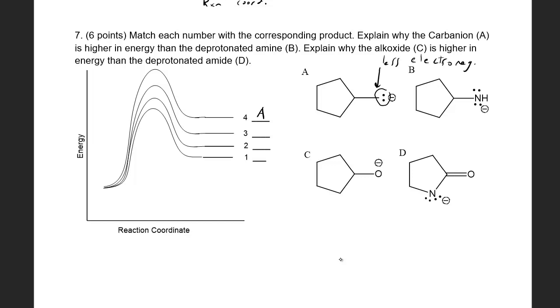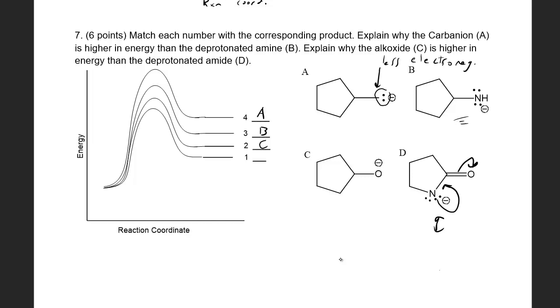The second highest in energy is B, and that is the nitrogen with the negative charge on it. Oxygen is more electronegative than nitrogen. It can handle the negative charge better. That is the second most stable, is C. And in this case, now we have resonance. So we have a negative charge on the nitrogen, but this is the only one that can participate in resonance. So we actually have two contributors associated with this. So one is there and one is there.